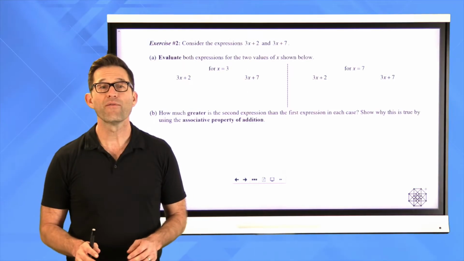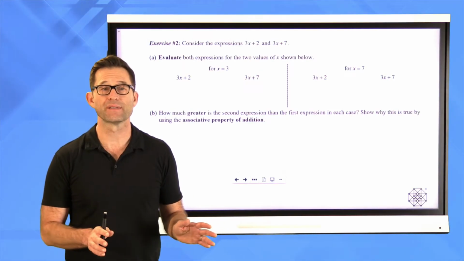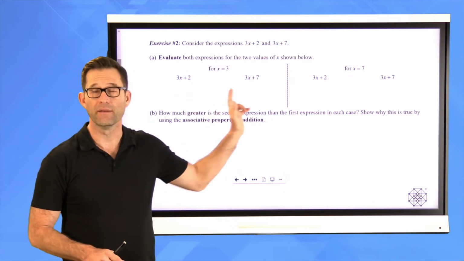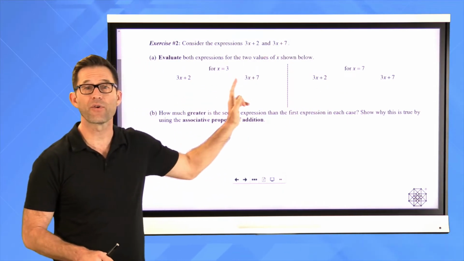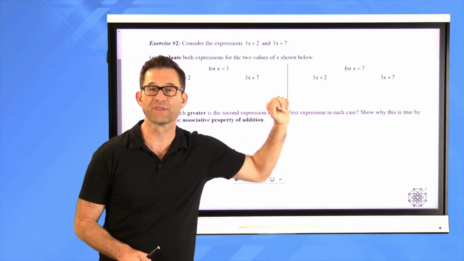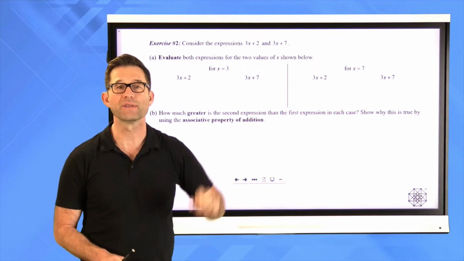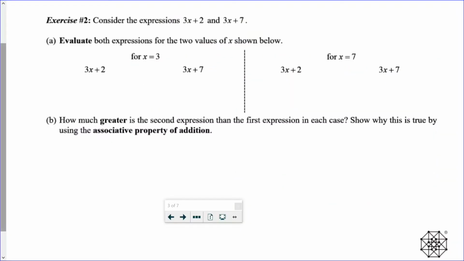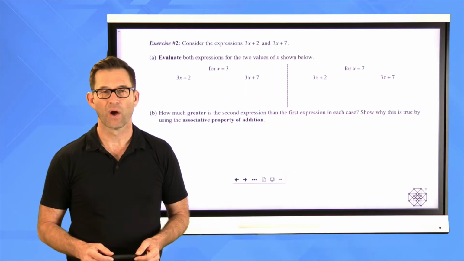All right, well, we've already played this game once in exercise number 1. I'd like you to pause the video now and actually evaluate 4 times, right? Twice for x equals 3, twice for x equals 7. Evaluate both expressions, and then we'll come back and go through them. Take a minute. All right, let's do it.